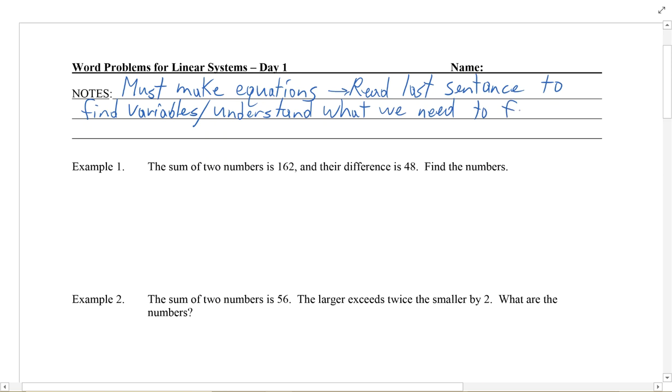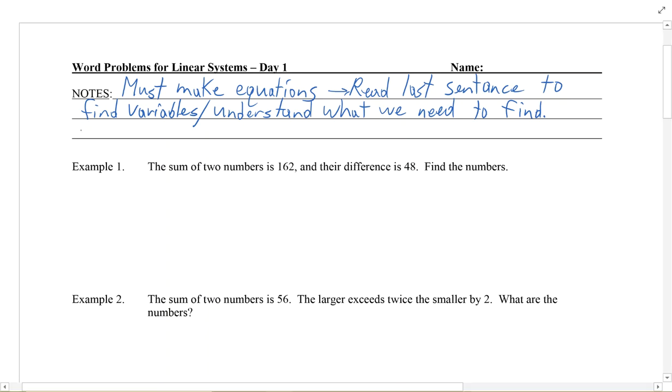Now the easy questions, we usually cook these up pretty good, where you have to find both items. That's why in the last sentence, it'll tell you both items you're trying to find. On the harder examples, they'll just explain one item you're trying to find. But you have to understand what the other item is because you need that for your equation. You're going to have two variables in each equation.